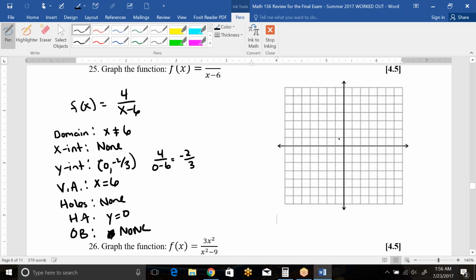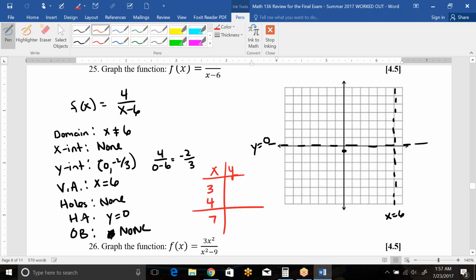So let's plot what we know. At positive 6, so 1, 2, 3, 4, 5, 6. So I'm kind of off-centered a little bit here on my graph. I have a vertical asymptote. At y equals 0, I also have a horizontal asymptote. And then I have that at 0, negative 2/3 is my y-intercept. And I want some other points. So I'm going to pick some points on both sides of that vertical asymptote just to get some better shape. So maybe since this is at 6, I'll pick, let's say, 3 and 4, and I'll pick 7 and 8.